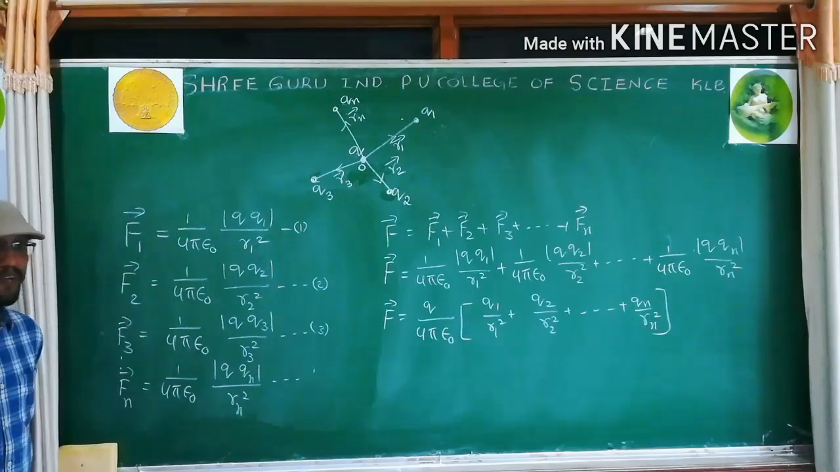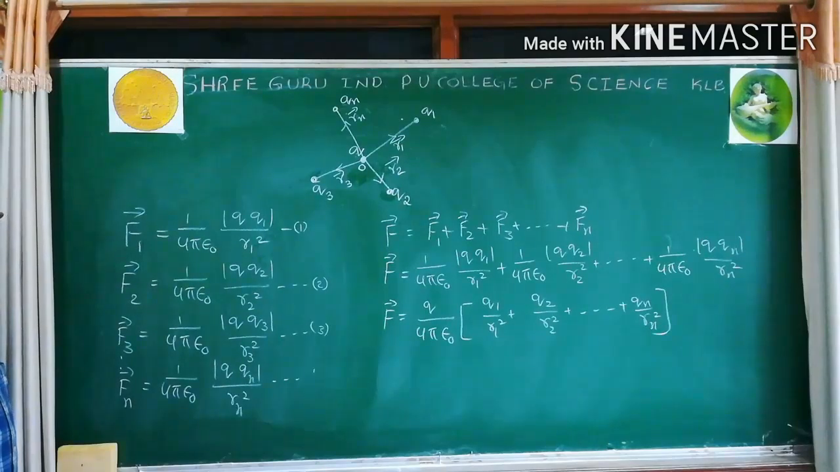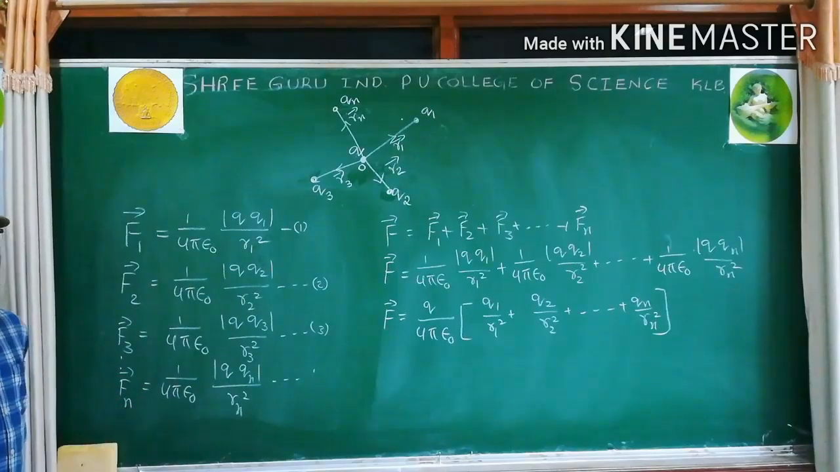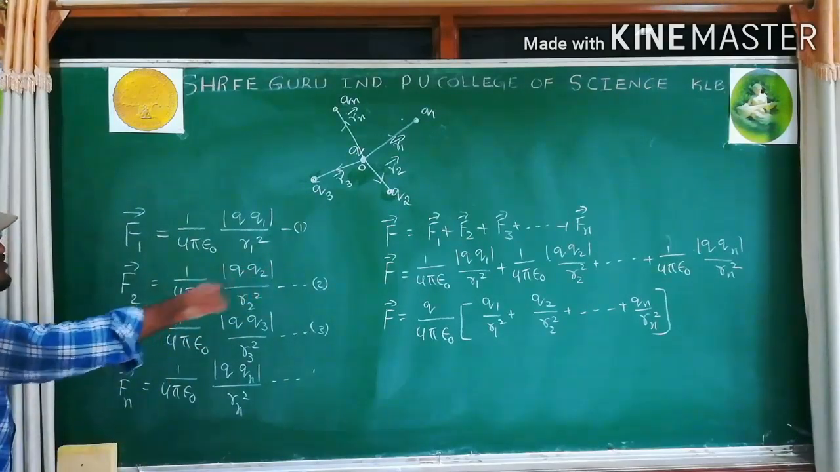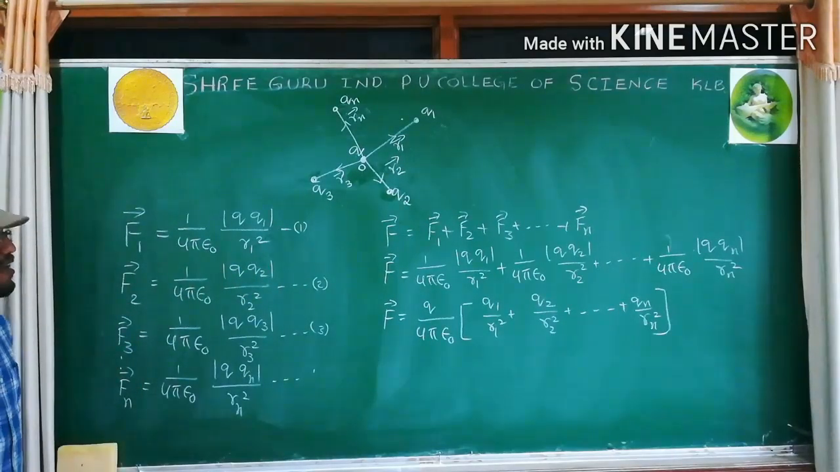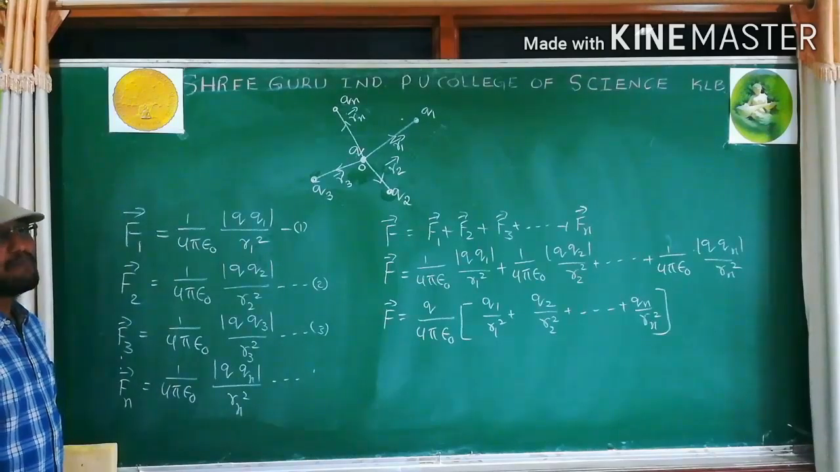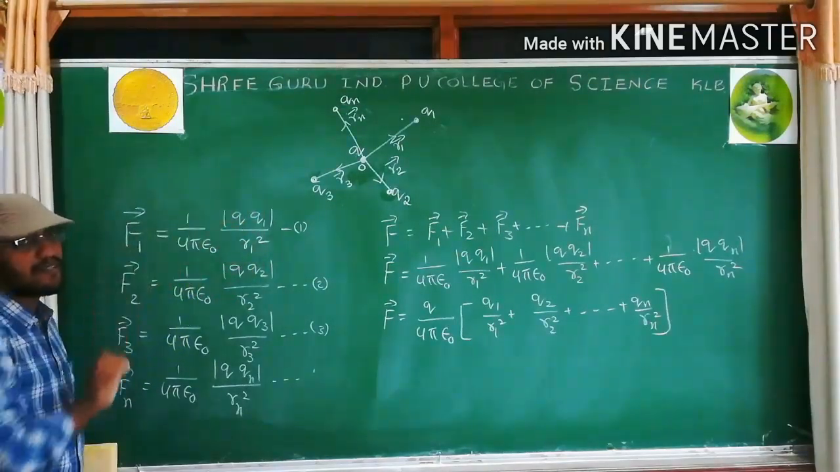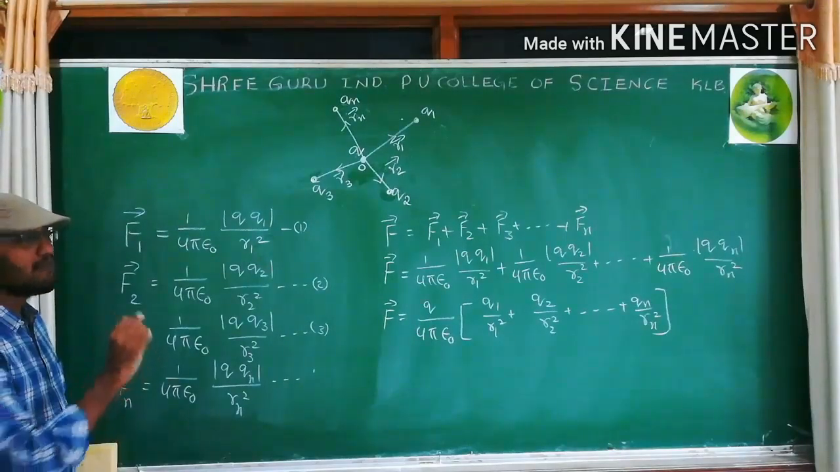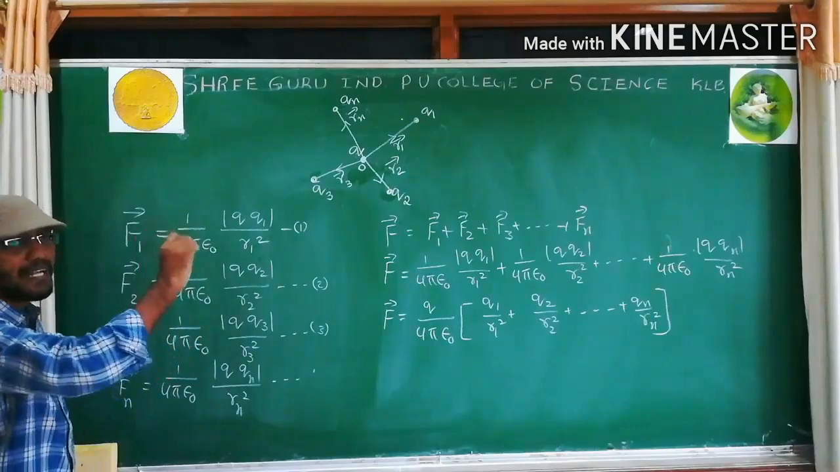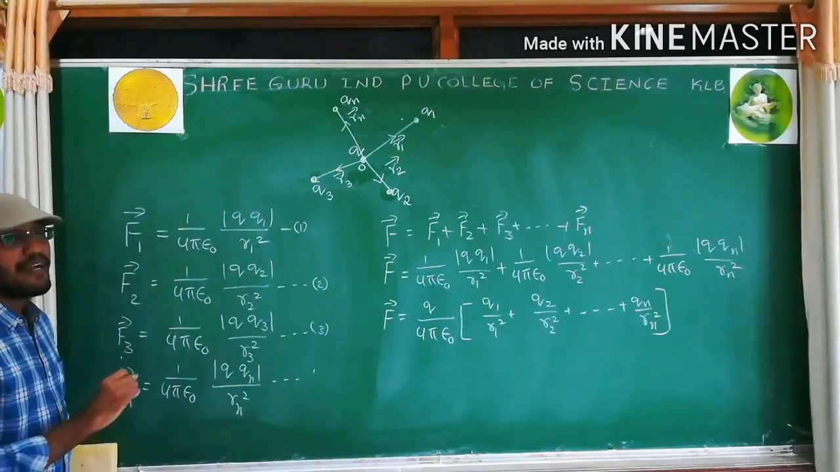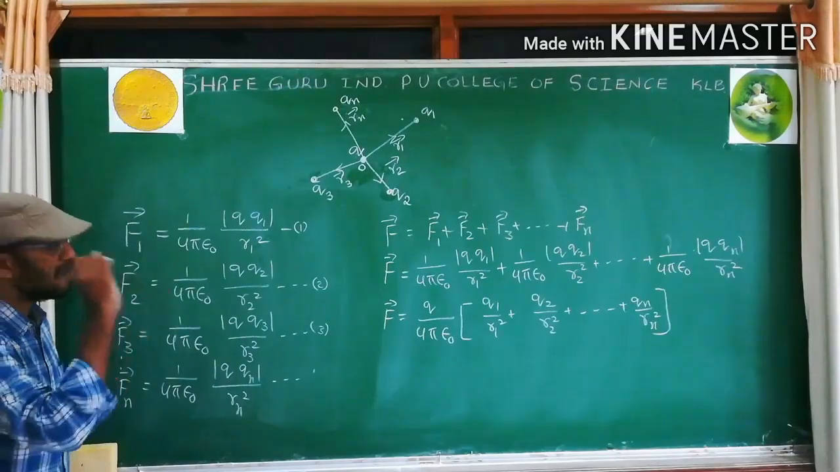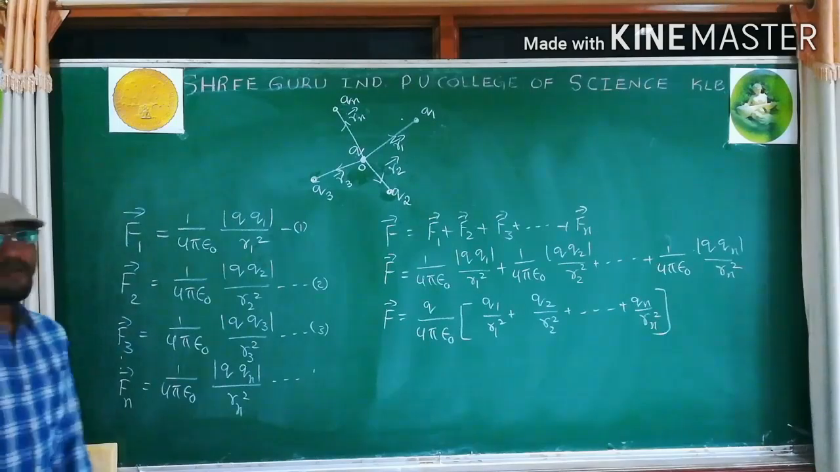Once again, the statement of force due to multiple charges: the resultant force acting on any point charge due to a number of other charges is equal to the vector sum of all the forces exerted by the other charges on this point charge, and all forces are taken one at a time. So this is force due to multiple charges.